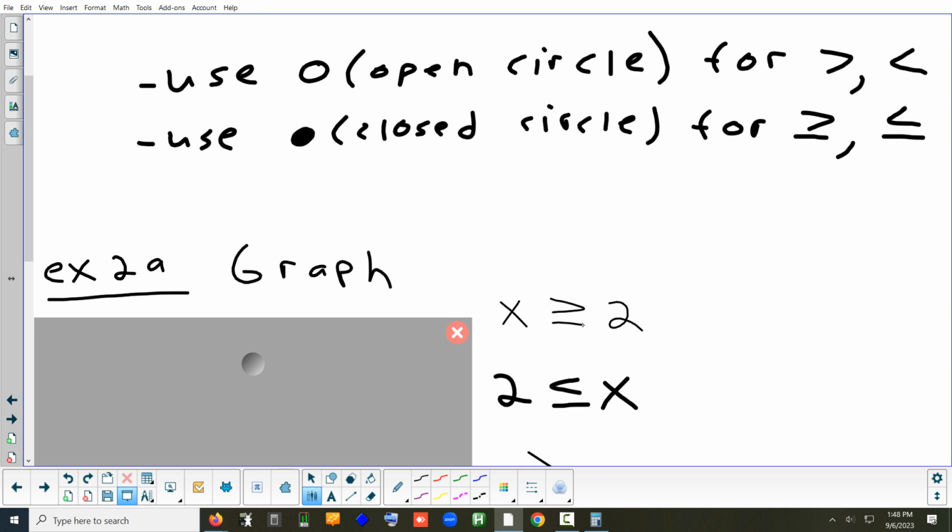And does anyone know why I like to write it this way? Because now this symbol tells me something. X is greater than 2. Greater than or equal, greater than or equal to 2. But it also tells me something else. Yeah? The direction you put your arrow on the number line. It tells me which way I'm going to put my arrow now.